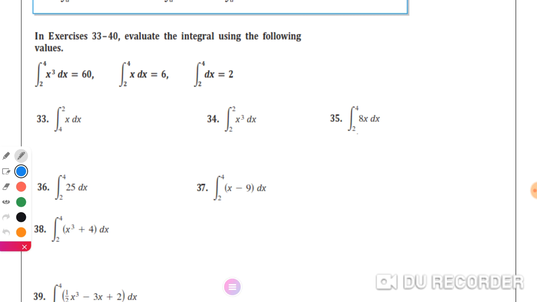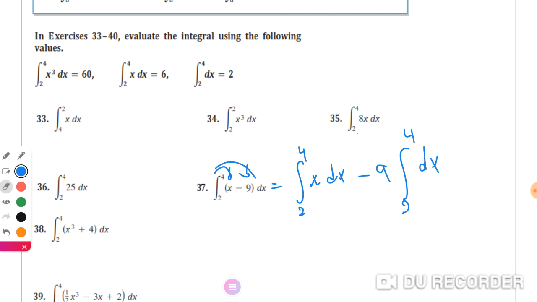Solve the next one. Here I have a difference between two functions. It will be the definite integral from 2 to 4 of x with respect to x minus 9 times the integration from 2 to 4 of dx. The lower limit and the upper limit will not change. I took 9 as a common factor already, but to avoid any confusion, I distributed it. Here, I know the value of this one. It is already given. There is no change. x dx is the same.